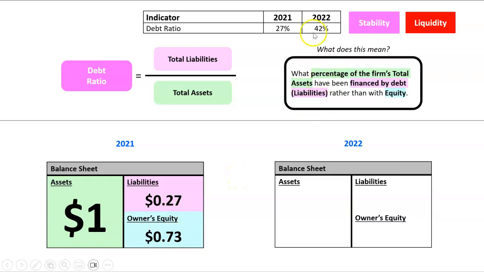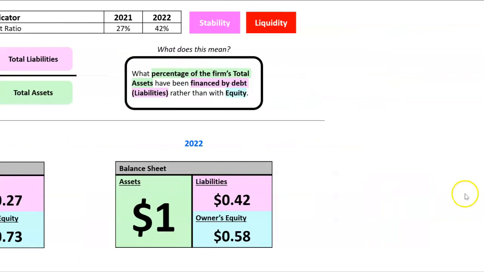But in 2022, it's gone to 42%. What does that mean? It means for every dollar of assets here, liabilities now represent 42 cents, or 42%, which means 42% of your assets were financed with debt, and the owner's equity claim is only now 58 cents. So that's a bad trend. We've got proportionally more debt than we did a year ago.